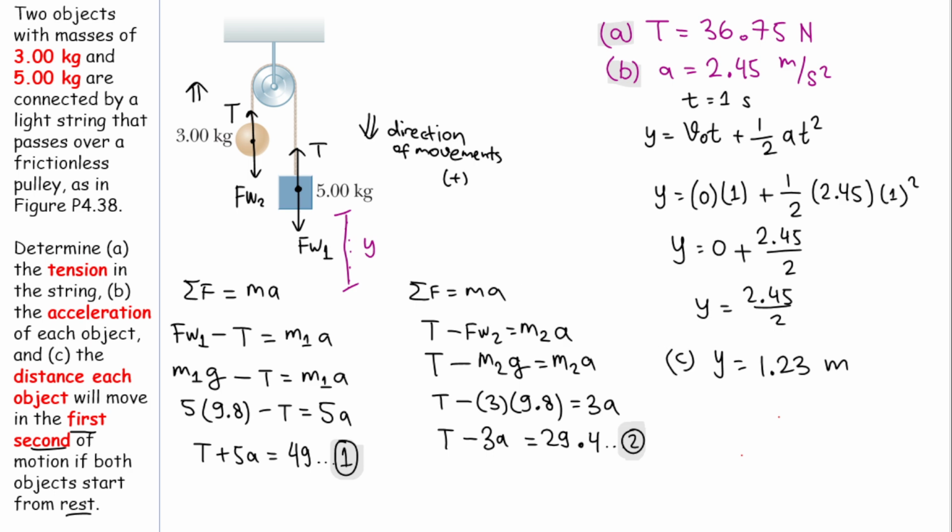Okay, so we obtain all the answers for this question. The tension of the rope is 36.75. The acceleration is 2.45. And the distance it moved will be 1.23 meter in the first second. And I think that's all for this problem.